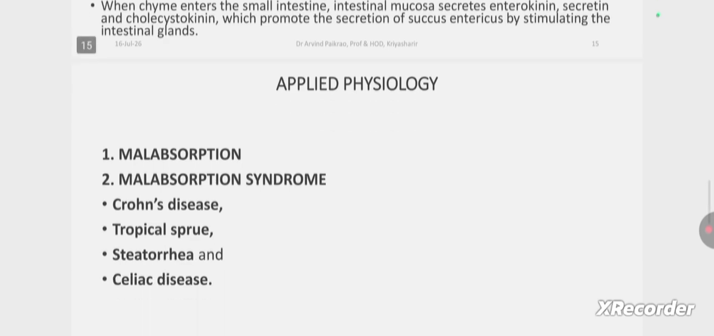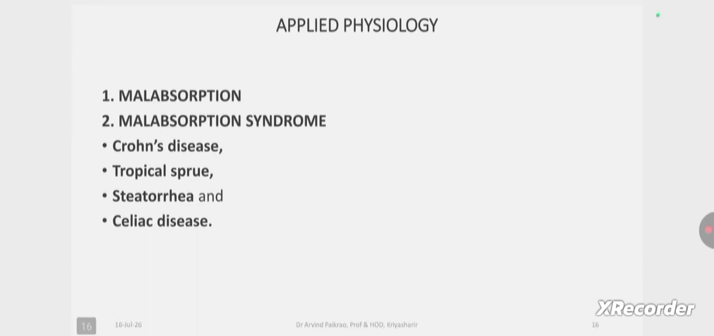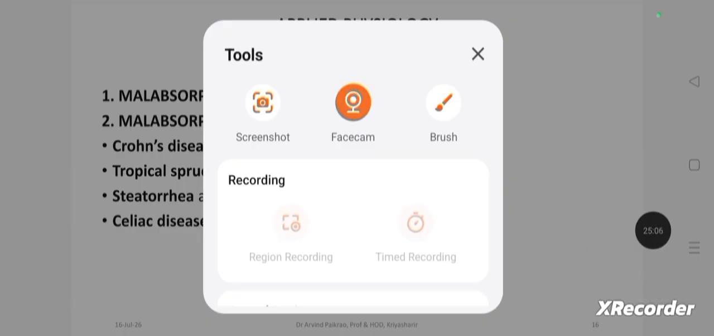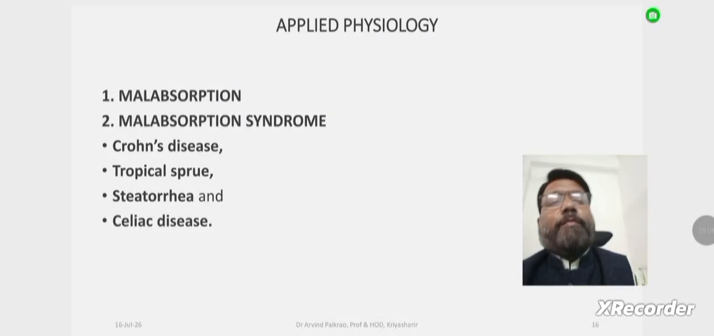Then we will see the applied physiology of this. We have come to the end of this one, so we will see the applied physiology of this one.